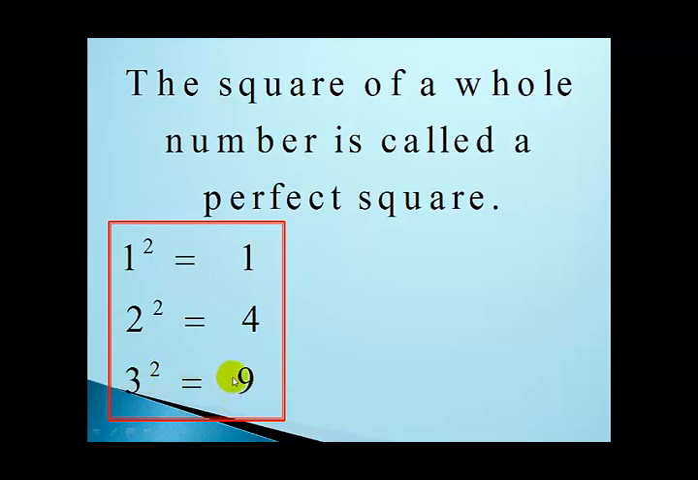Now, take note. 1, 4, 9, they are all perfect squares. When you take the square root of perfect squares, you have whole numbers as answers. So the square root of 1 will give you 1. Square root of 4 will give you 2. Square root of 9 will give you 3. And the answers are all whole numbers.